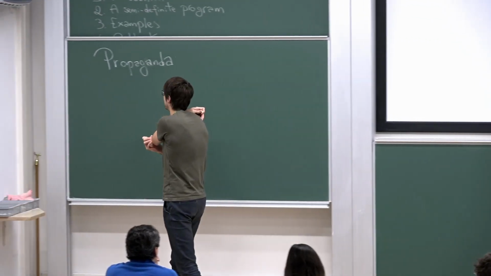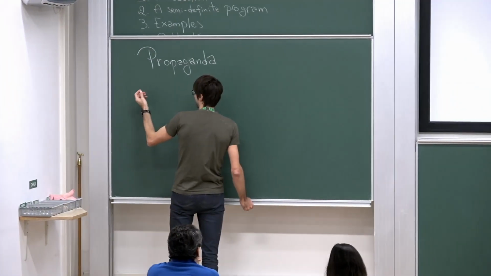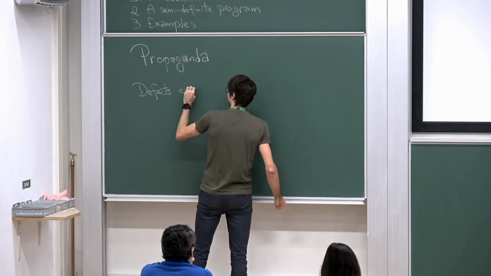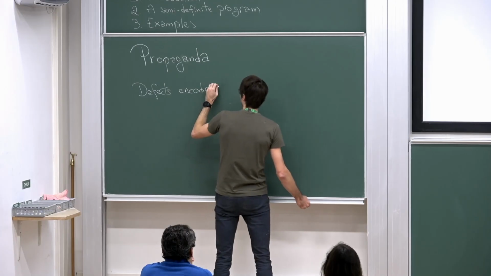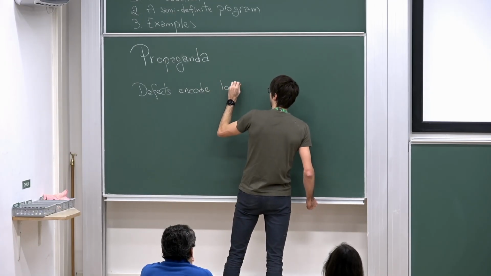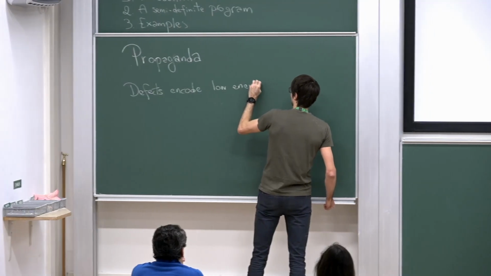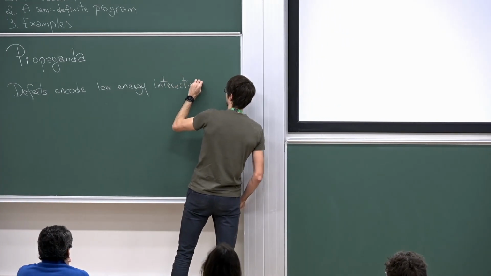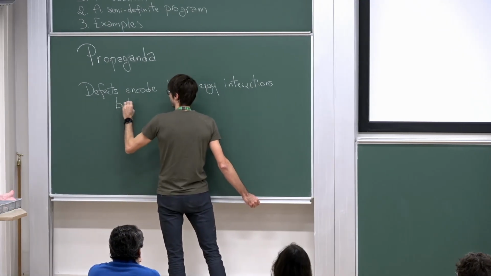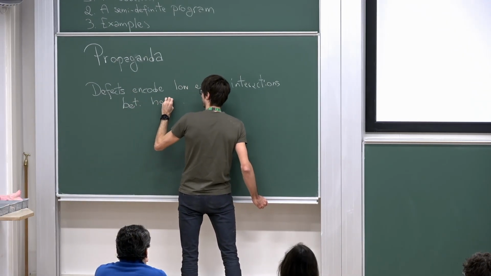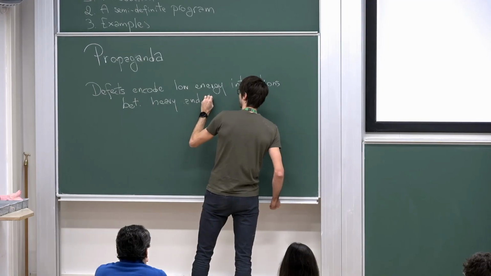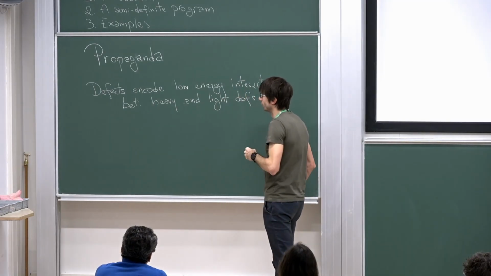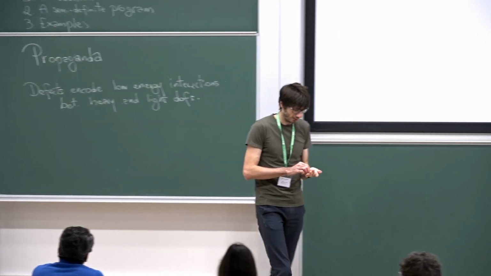And why does this happen? Well, I think it happens because, essentially, defects encode the interactions at low energy between heavy and light degrees of freedom. So this is very general, and that's why defects appear everywhere.